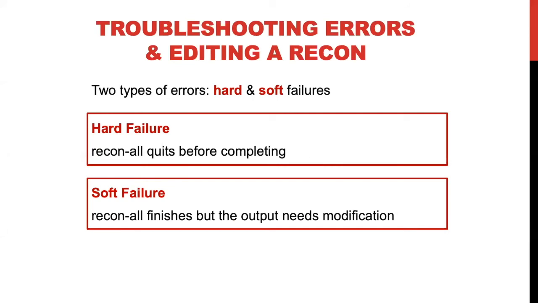Okay, so essentially, we can categorize the types of failures or errors that you may come across into two categories. You may often see a hard failure or a soft failure. The hard failure essentially is when recon-all quits before completing running through the whole pipeline, as Dev described. And a soft failure is when recon-all finishes, but the output needs some type of modification. So you will have to go into your data and make certain adjustments so that your data is accurate.